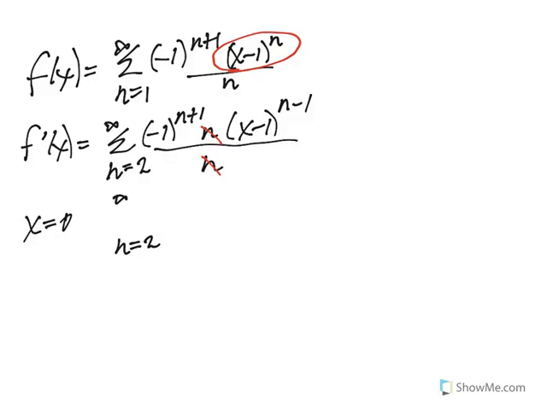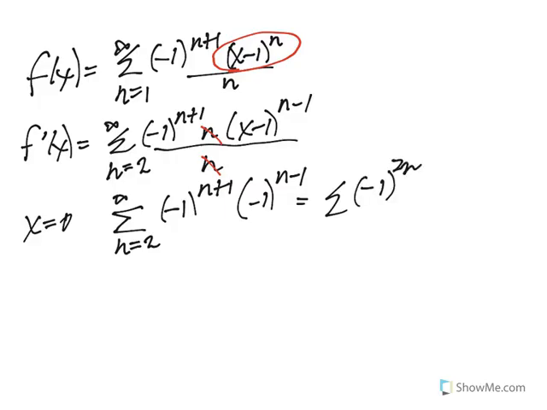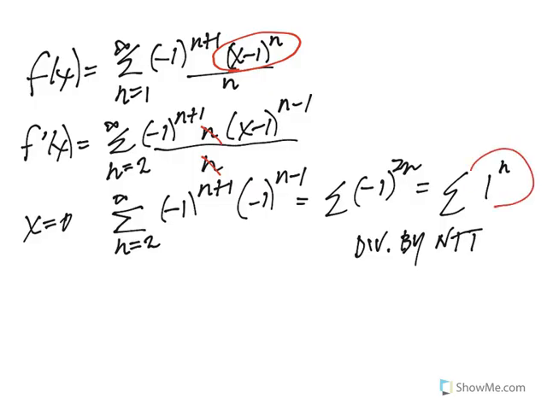All right, good. This is negative 1 to the n plus 1, times negative 1 to the n minus 1, which simplifies to the sum from n equals 2 to infinity of negative 1 to the 2n, which is the same as the sum from 2 to infinity of 1 to the n. This diverges by the nth term test since the sequence does not go to 0. So that means for my derivative, I have a lower bound of 0, not including 0.